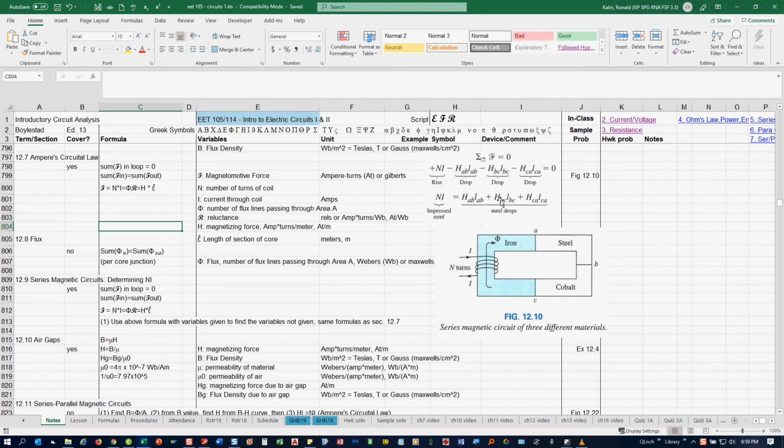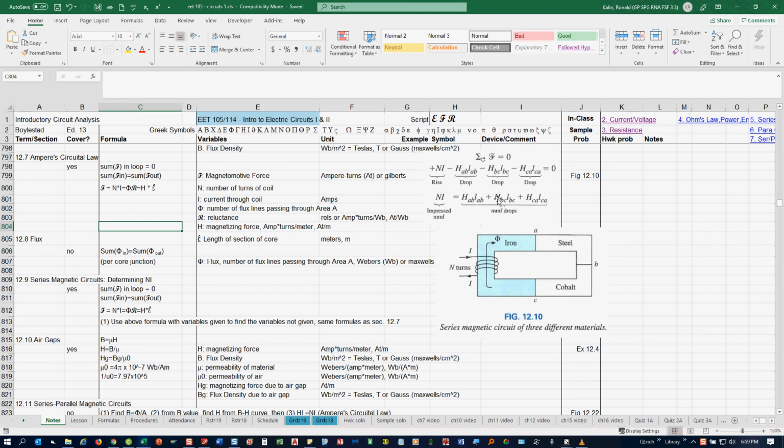And then it would be the H of steel. They're calling it H of AB, but it's of this material, steel. Minus H of BC, which is the cobalt. So it's this distance from here to here, which is the L. And then the H is of cobalt. Minus HCA, which is of this iron piece, the H of it, times the length of it, which would be this distance plus this distance plus this distance equals zero.